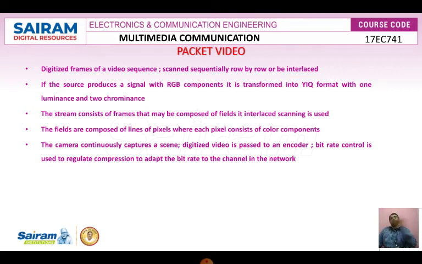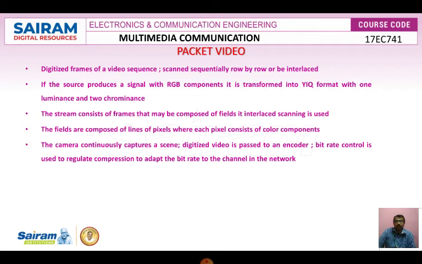So the first row will be scanned by the monitor, then it will come to the third line, then the fifth line, then the seventh line. Once the odd lines are over, it will go to the second line, fourth line, sixth line. That is nothing but even scanning taking place.